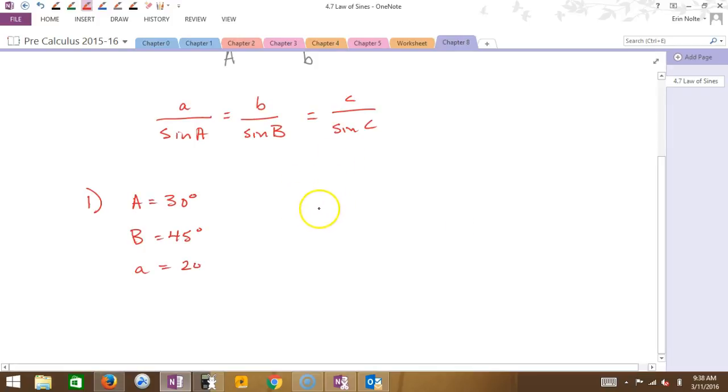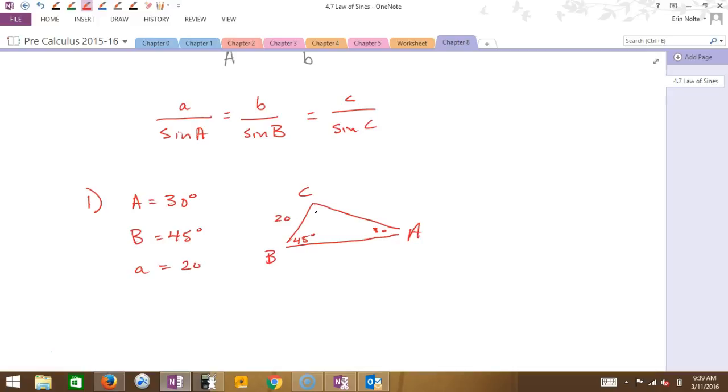Okay, so I'm going to draw a picture because I like to draw pictures when I can. That is a perfect picture. So this side is my A, so this is 30 degrees. This is going to be my B, 45, and just so you know, I never draw triangles to scale. So never assume that I am a good drawer. I'm a math teacher. Okay, my side a over here is 20. Okay, what they're going to ask you to do is to solve the triangle, which means I have to find everything else that is not labeled. So I need to find angle C, I need to find side c, and I need to find side b.